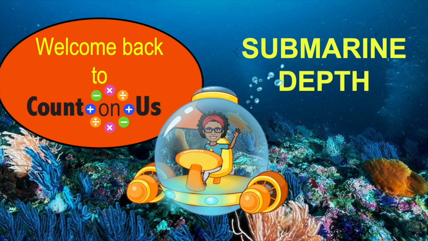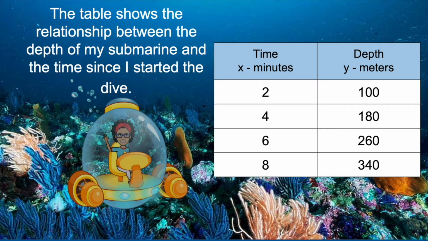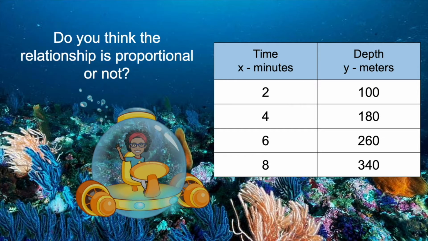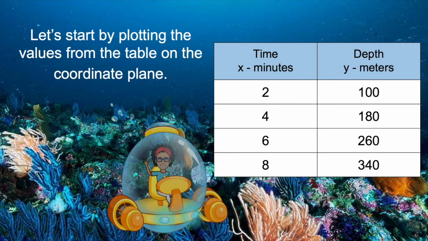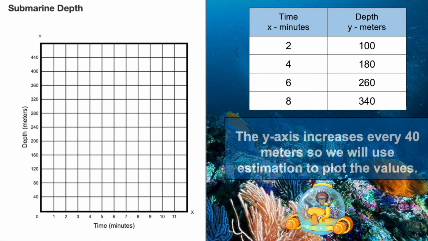All right, let's begin. The table shows a relationship between the depth of my submarine and the time since I started the dive. Do you think the relationship is proportional in the table or not? Let's look at those values of the table in depth. Let's start by plotting the values from the table on the coordinate plane. Are you ready? I looked at the graph and I realized the y-axis increases every 40 meters. So we're going to have to use estimation to plot the values from the table to the graph.